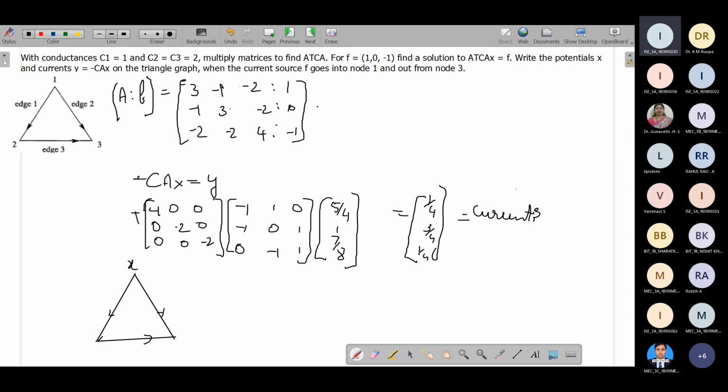Here the x1 value we got is 5 by 4, the x2 value is 1, and the x3 value is 7 by 8. The current values: y1, on edge 1, is 1 by 4, y2 is 3 by 4, and y3 is 1 by 4. So this is the final solution, and this ends the complete problem. Only these three types of problems can be asked from the graphs and networks part of the applications. So this ends this part.